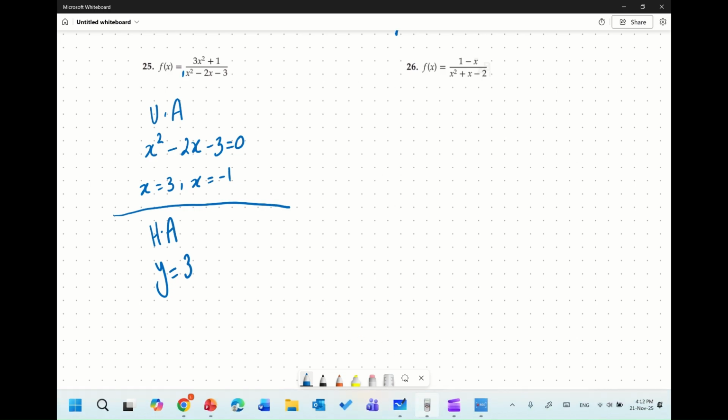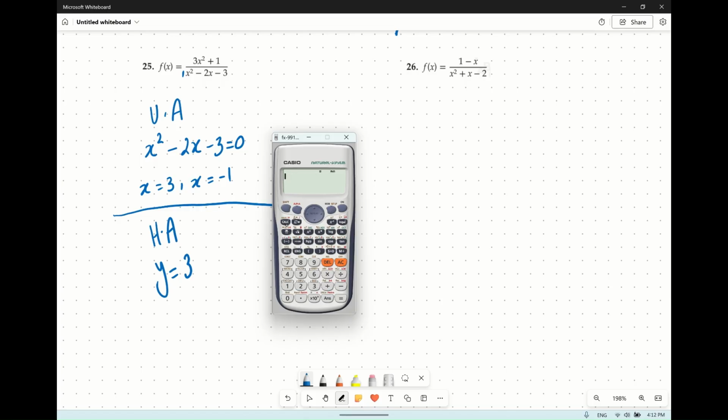Again, if I want to check with my calculator, here's my calculator. I will write the function 3x squared plus 1 over x squared minus 2x minus 3. Calculate, put a big positive number. So look, we got 3.000006. If you want this to be more accurate, make the number bigger. So it's almost 3. Again, if you want it even more accurate, keep adding zeros. So now it is exactly 3.